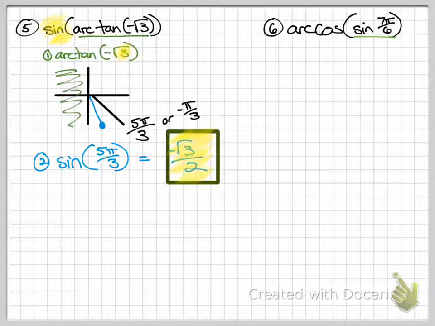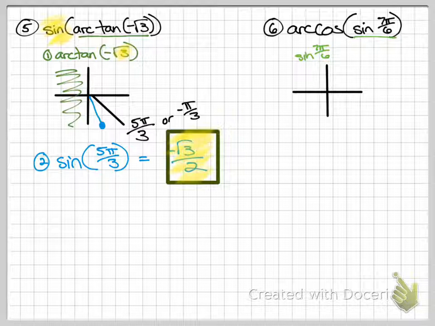Start with the insides, sine of 7 pi over 6. No shading because it is not arc sine, it's just sine. So there's 7 pi over 6. The sine value there is negative 1/2 because it's the y value.